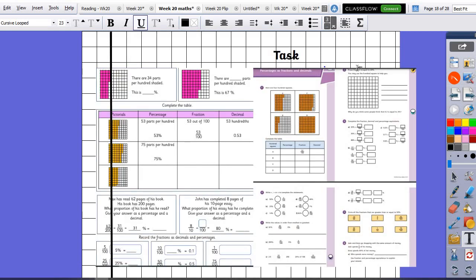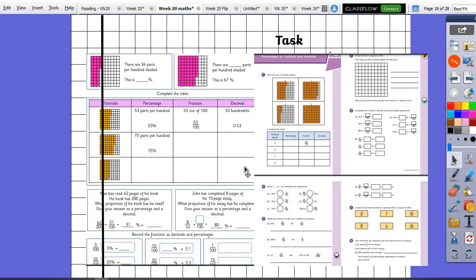So this is your task today. You've got 2 tasks. This is your first sheet. You've got different parts shaded, complete the table, questions, problem solving, record the fractions as decimals and percentages. And then you've got the second part, again with some problem solving and reasoning here. You've got all these questions to answer, and I'll also put the answers on once we have finished.